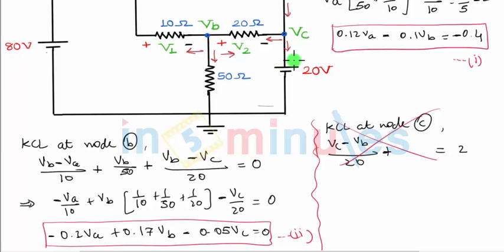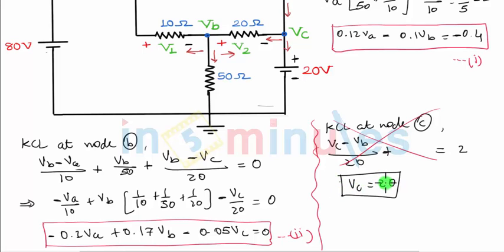That's because you can see that this 20 volts battery, the negative terminal is connected to the ground and the positive terminal is connected directly to node C. Because the negative terminal is at ground, the positive terminal, the upper terminal which goes to node C, directly gives me the value of Vc as 20 volts. So we simply conclude that Vc is equal to 20 volts.